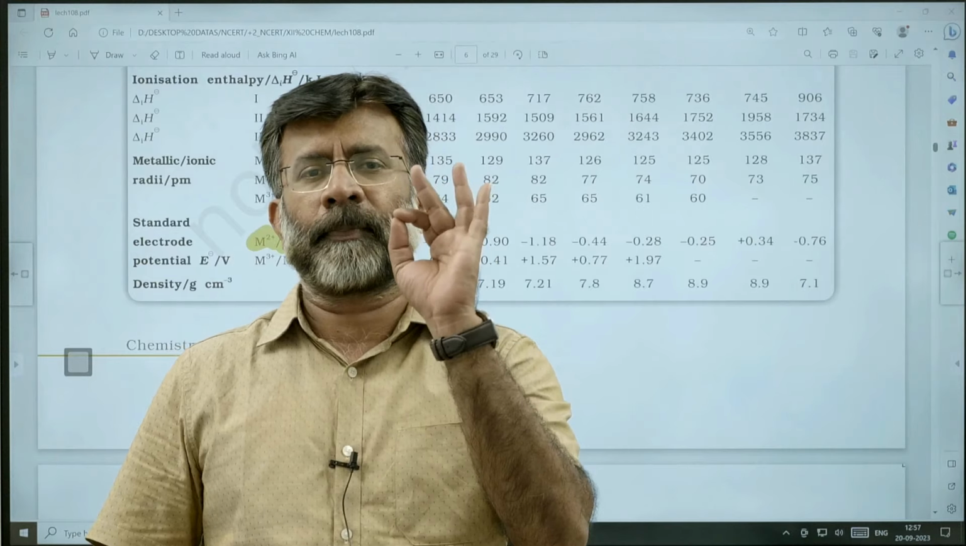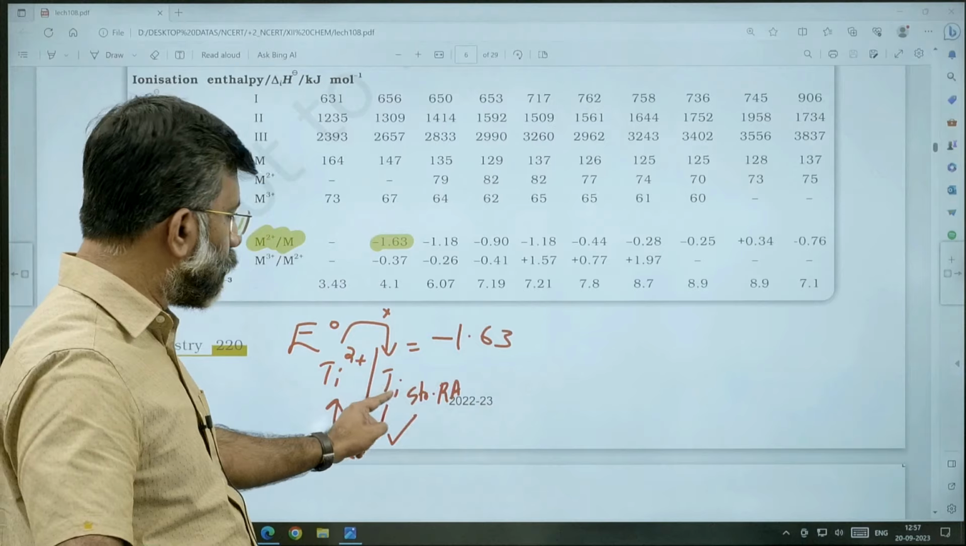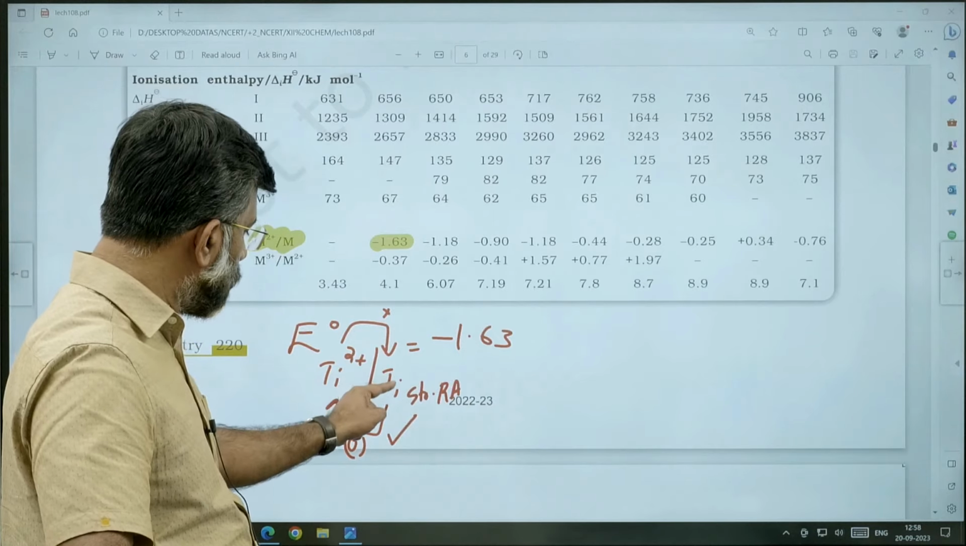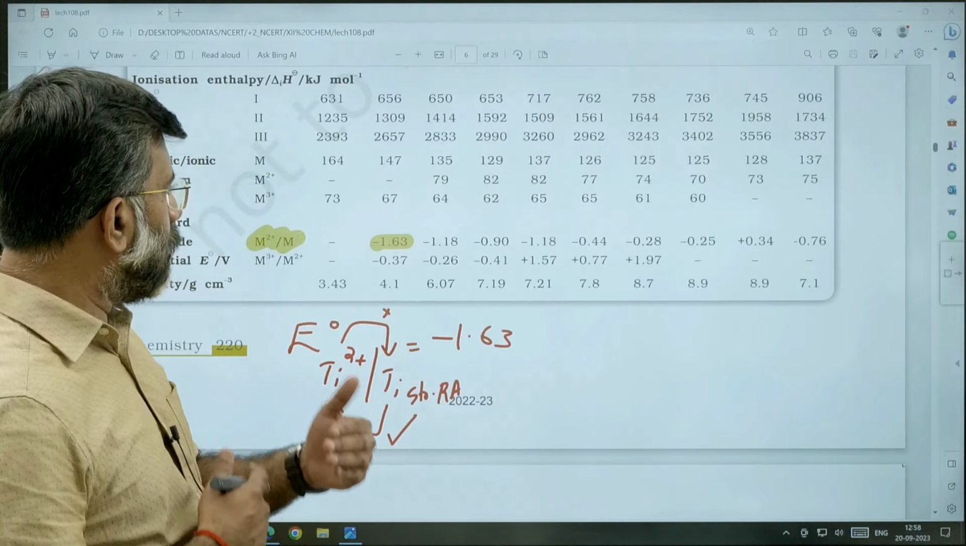It's a good reducing agent. This will be a good reducing agent as it undergoes easy oxidation, right? What about if the value is high positive?